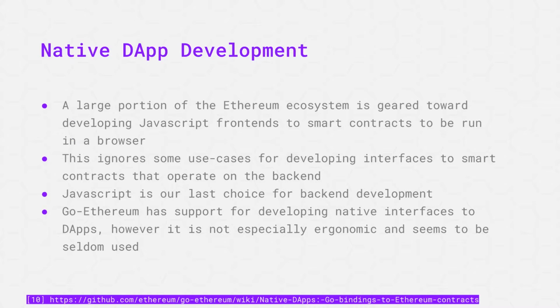Truffle's structure makes sense, as a common trend in smart contract development is a focus on developing web front-ends to smart contracts. However, this is not the only use case, and for many applications, native or back-end access to the Ethereum blockchain is desirable. In this environment, JavaScript frameworks are not typically the tool of choice, leading to a desire for better tools for native DApp development.